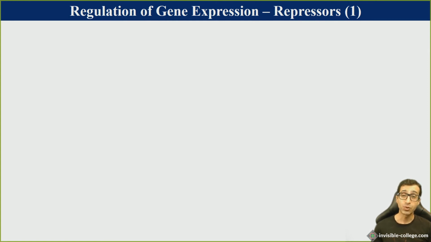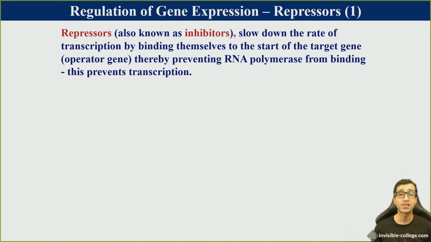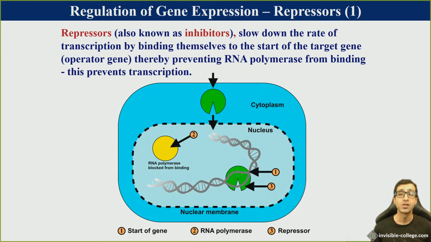So repressors, which are again also known as inhibitors, will do the opposite. They slow down the rate of transcription by binding themselves to the start of a target gene, sometimes called the operator gene, and thereby preventing RNA polymerase from binding, and in turn this will of course prevent transcription.